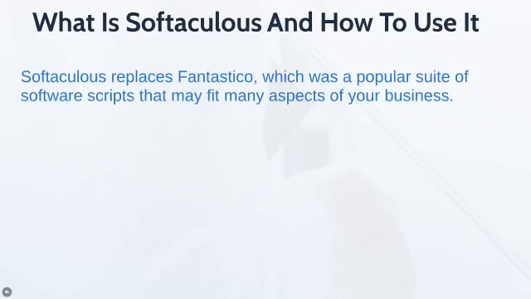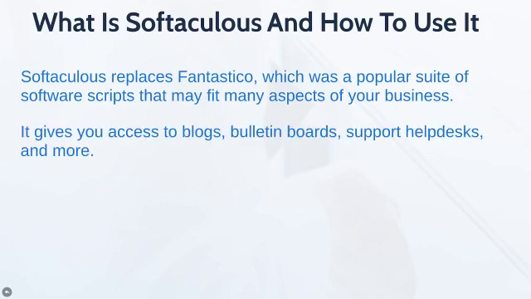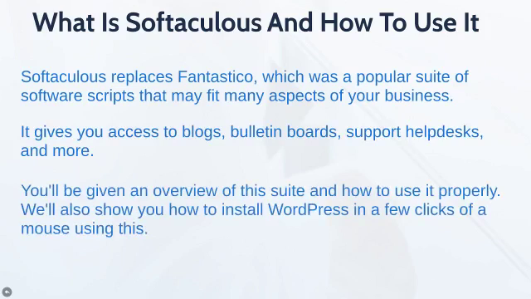Softaculous replaced Fantastico, which is basically a popular suite of software scripts that you can build into your website. Things like WordPress, Joomla. If you want a forum, you can build forums. There are many different free scripts that you have access to that you do not have to spend extra money for. They're all built in. So in other words, it gives you access to things like WordPress, blogs, bulletin boards, even support help desks, and more. So you'll be given an overview of this suite and how to use it properly, and we'll show you how to install things like WordPress in a few clicks of your mouse.